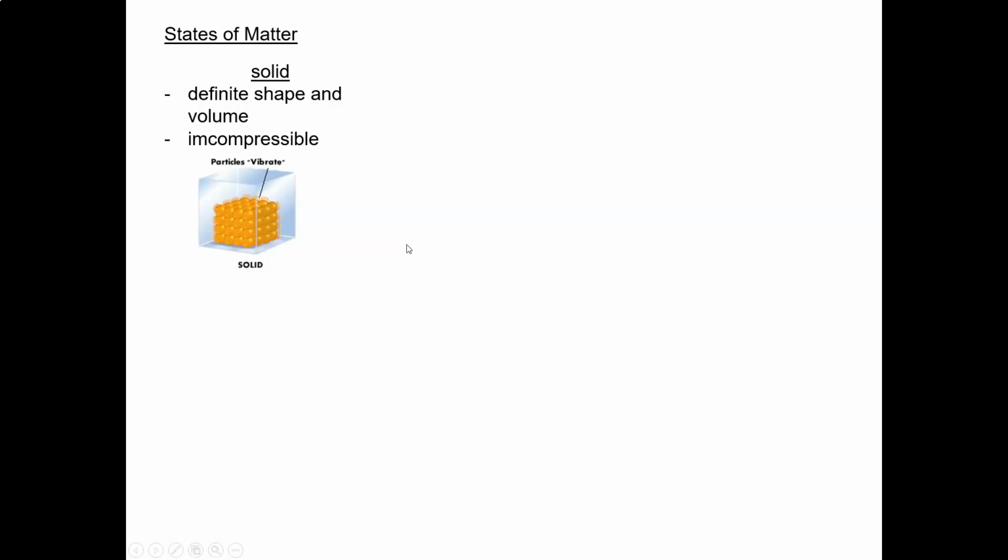If you were to look at a solid up close, what would you see? You would see these tiny little particles that make up the solid are all packed closely together. They're all moving slightly, but not a lot. We say they're vibrating, but they're really not moving much. And this is why a solid keeps its shape and its volume all the time.